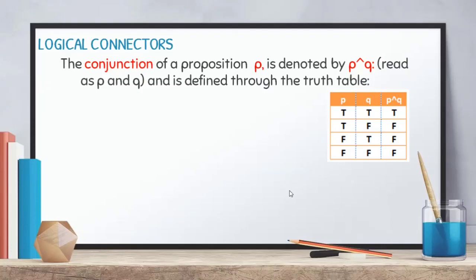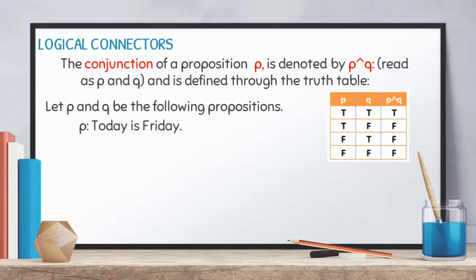So now let's have some examples. So let P and Q be the following propositions. For our proposition P, today is Friday. Our proposition Q, it is raining. So let's say that today is Wednesday. It is not a Friday, right? So our proposition P is false.